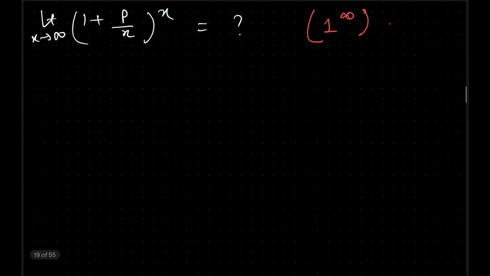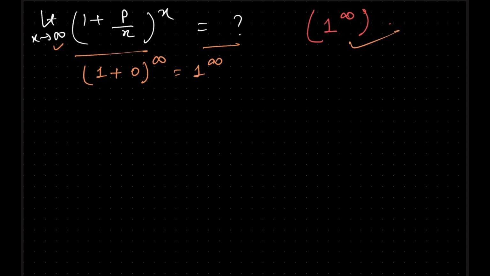So let's see how to deal with these types of problems where we have the 1 to the power of infinity form. If you put x as infinity in this, you will get 1 plus p by infinity, which becomes 0, to the power of infinity, which is 1 to the power of infinity. So let's see how we will be solving these types of problems.